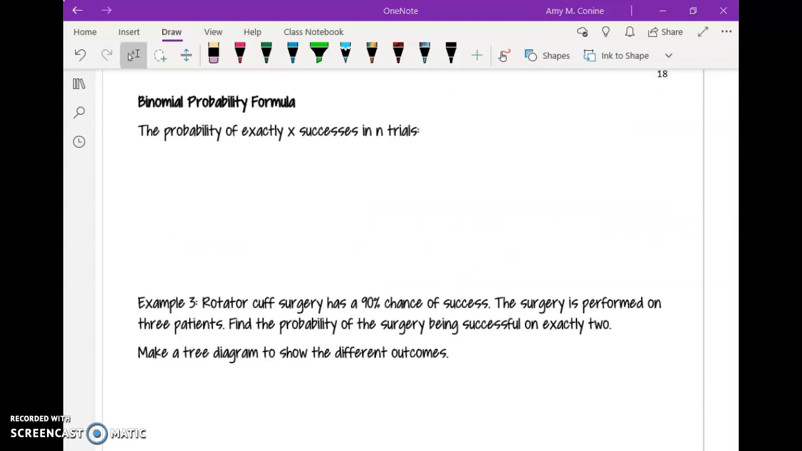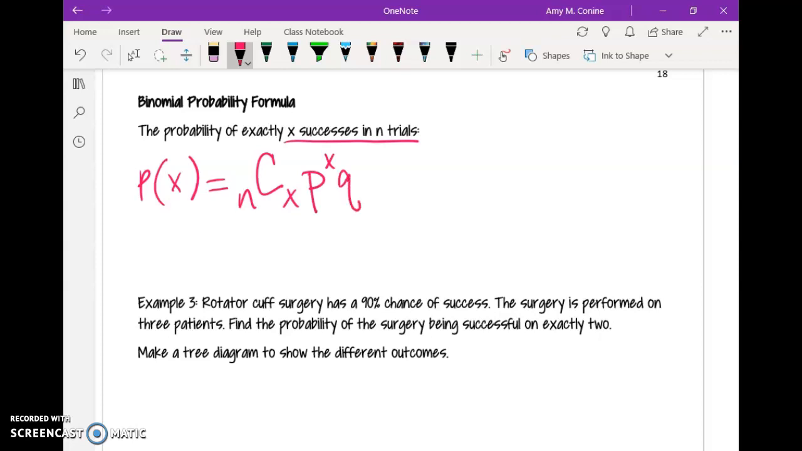All right, binomial probability formula. So the probability of exactly X successes in N trials, we have this formula. So probability of X, we've got N, big C, little x, P to the X, and then Q to the N minus X. So you've got your successes and failures in there. You've got your number of successes and your N trials, and you have your combinations that we talked about in our last unit.